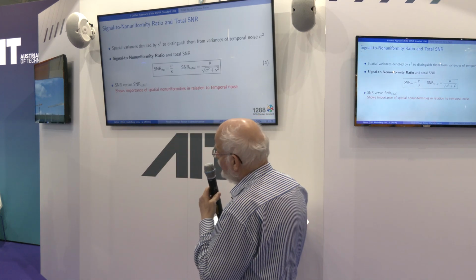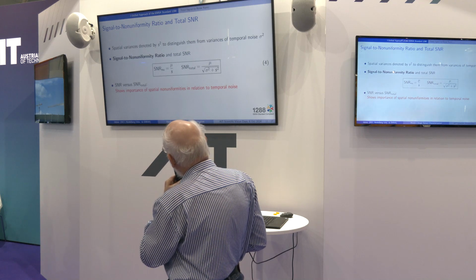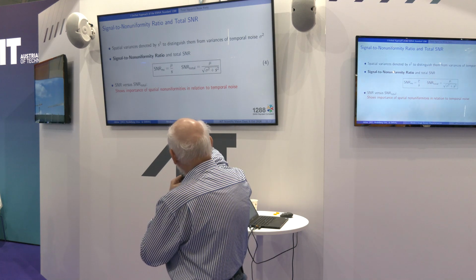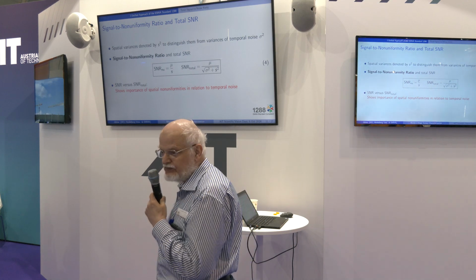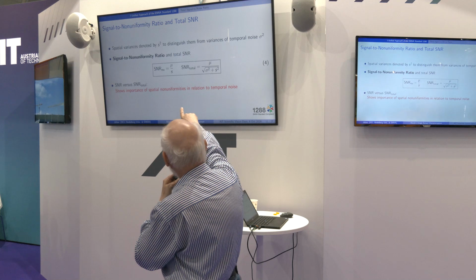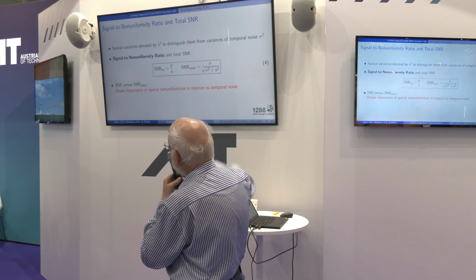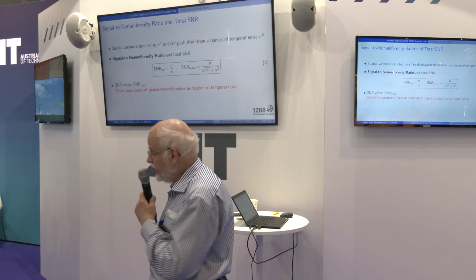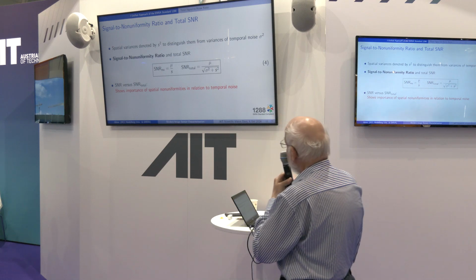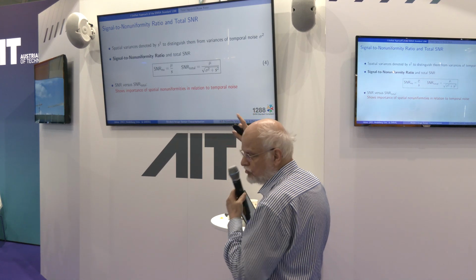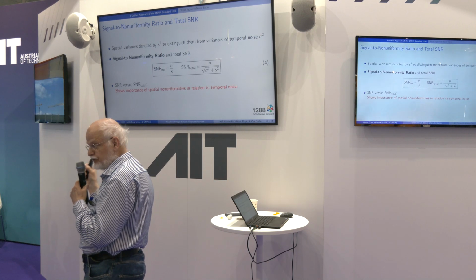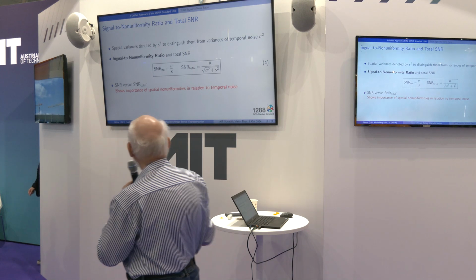So we can put all these things together. We can also form a signal to non-uniformity ratio, which is basically the mean value divided by the standard deviation of the non-uniformity. And if we put everything together into the total SNR, it's the mean signal divided by the square root of the sum of the variances. And with the total, if we compare SNR and total SNR, we can immediately say whether a camera is limited either by non-uniformities or by temporal noise.